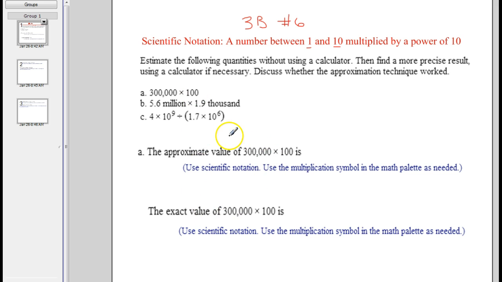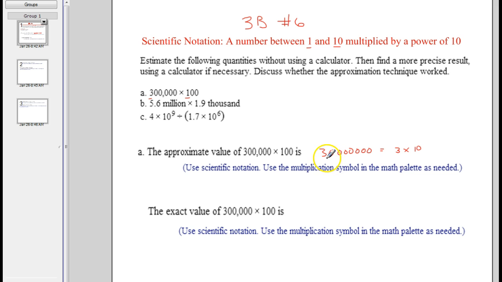Remember, when you have a whole bunch of zeros in the numbers you're multiplying, you just multiply the non-zero digits. So 3 times 1 is 3, and then you just count the zeros. There's 1, 2, 3, 4, 5, 6, 7 zeros. But that tells us to use scientific notation. In scientific notation, the number between 1 and 10 here is going to be 3, and then 3 times 10 to a power.